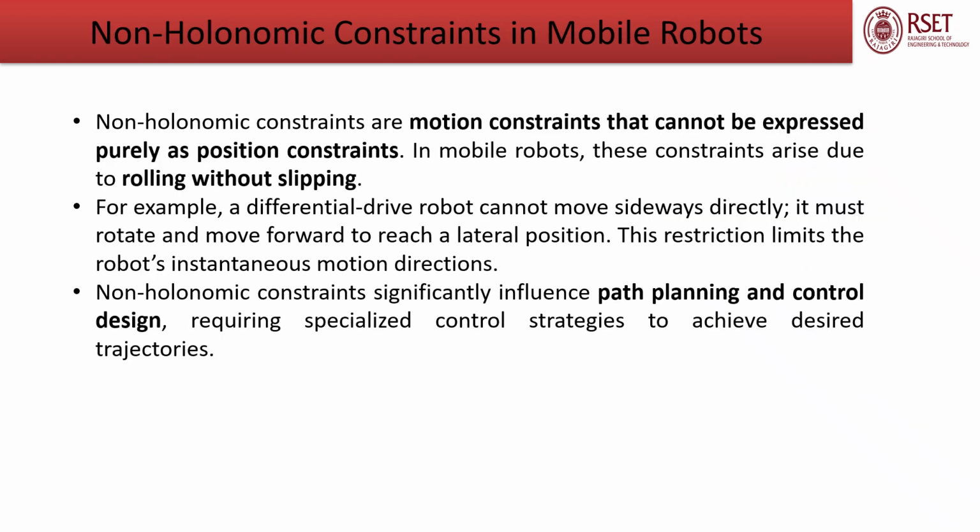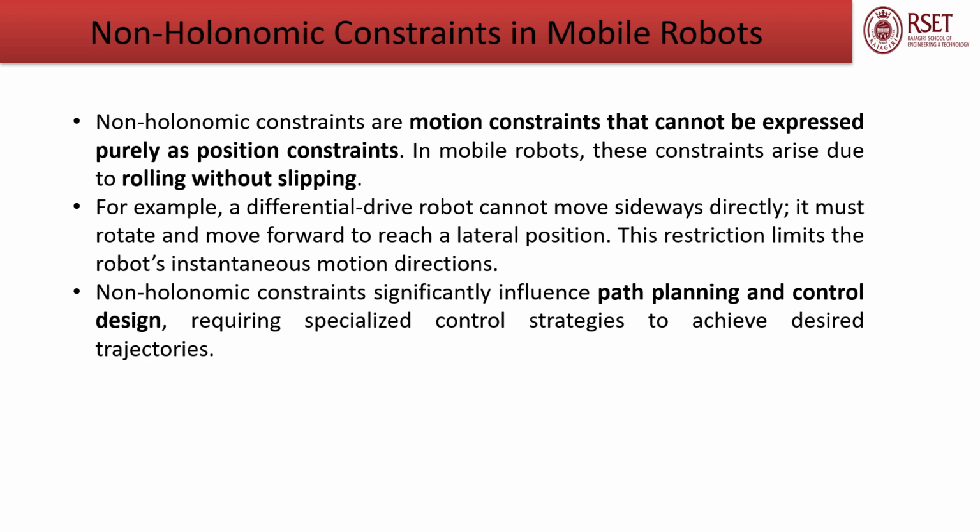Now we have moved to an important theoretical concept, non-holonomic constraints. Non-holonomic constraints restrict motion in certain directions. For example, a differential drive robot cannot move sideways directly. It must first rotate and then move forward. This restriction arises because the wheels roll without slipping. The robot's instantaneous motion is constrained by wheel orientation.